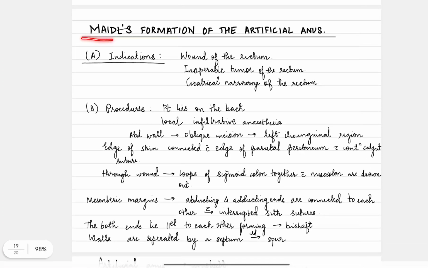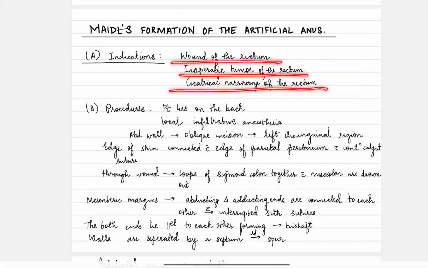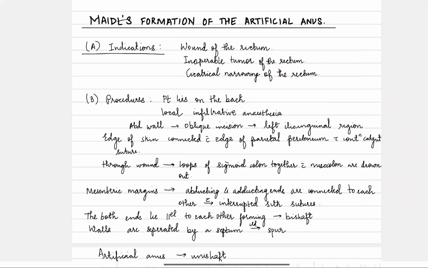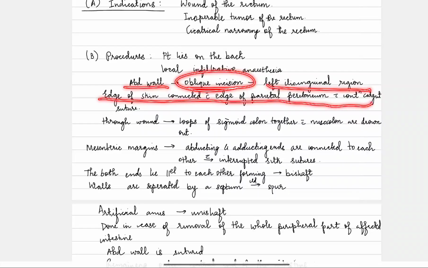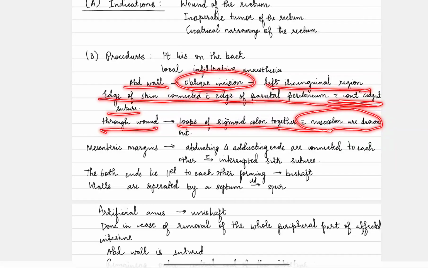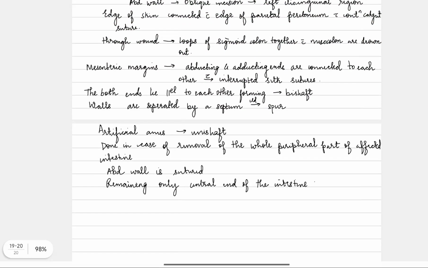Last is Medley's formation of the artificial anus. It is done in wound of the rectum, inoperable tumor of the rectum, cicatricial narrowing of the rectum. The procedure: the patient lies on the back, local infiltrative anesthesia is given, an oblique incision of the abdominal wall in the left ilioinguinal region. The edge of the skin is connected with the edge of the pararectal peritoneum with continuous catgut suture. Through the wound, loops of the sigmoid colon with the mesocolon are drawn out.